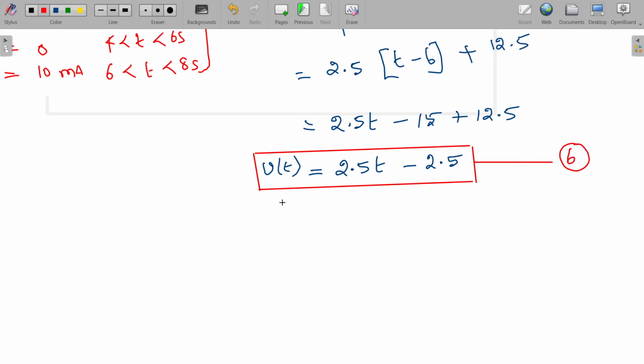In this equation, we want to find out the last value, that is V of 8 seconds, which is equal to 2.5 into 8, because t is 8 seconds, right, minus 2.5. So that is equal to 17.5 volts. So V of 8 is equal to 17.5.